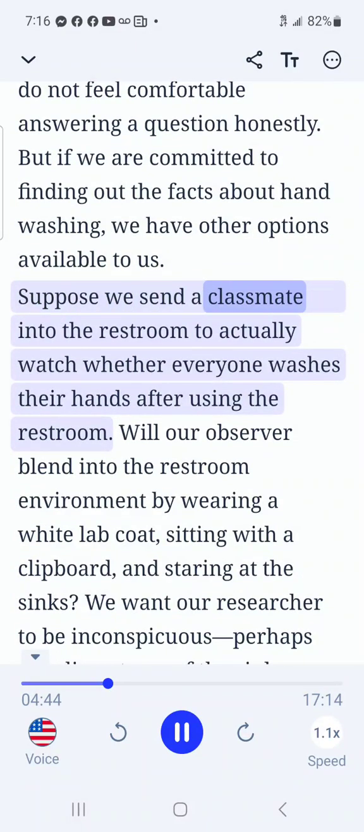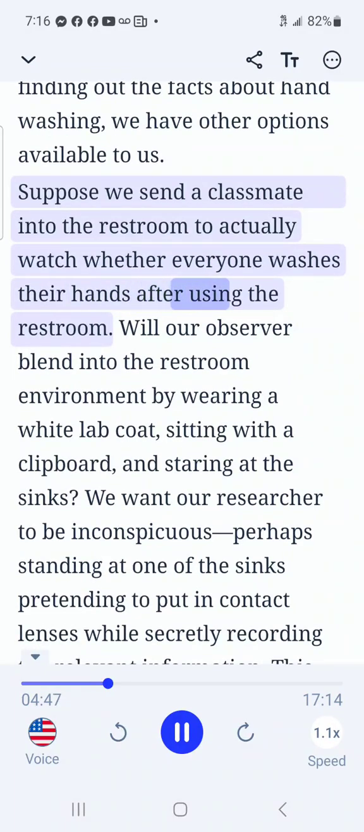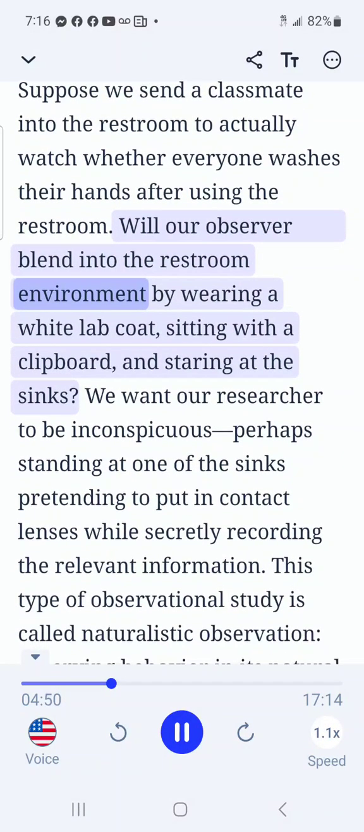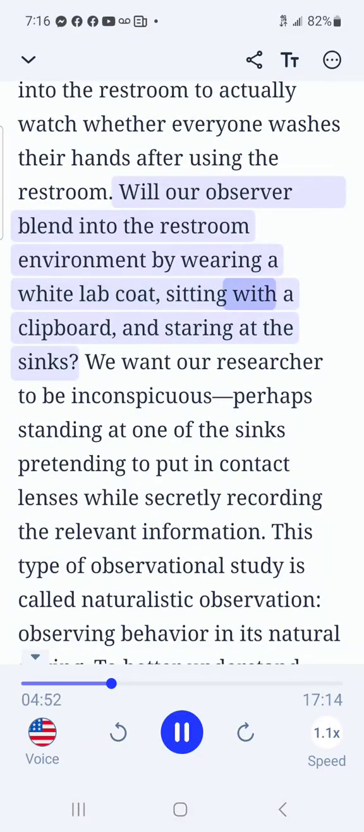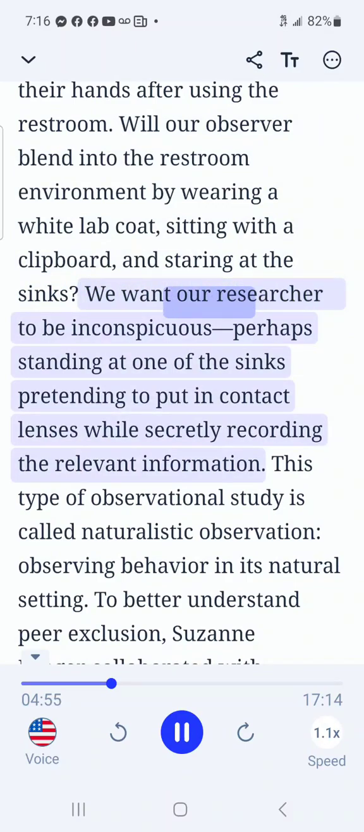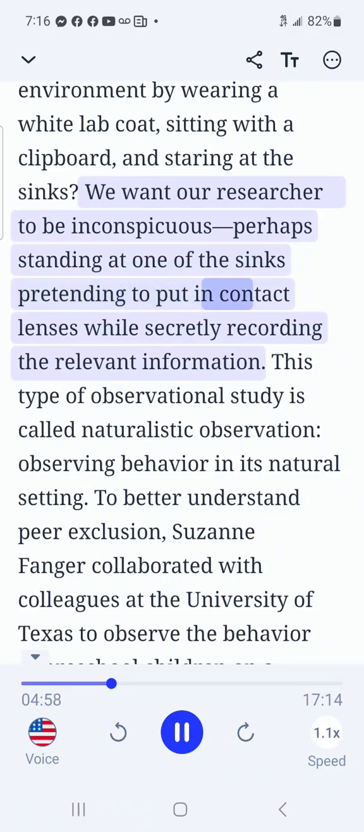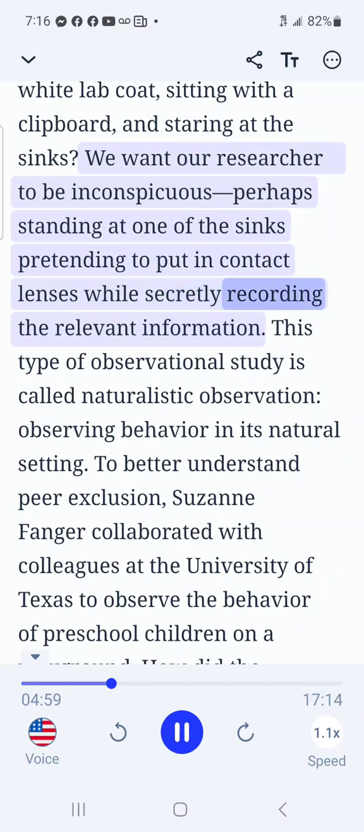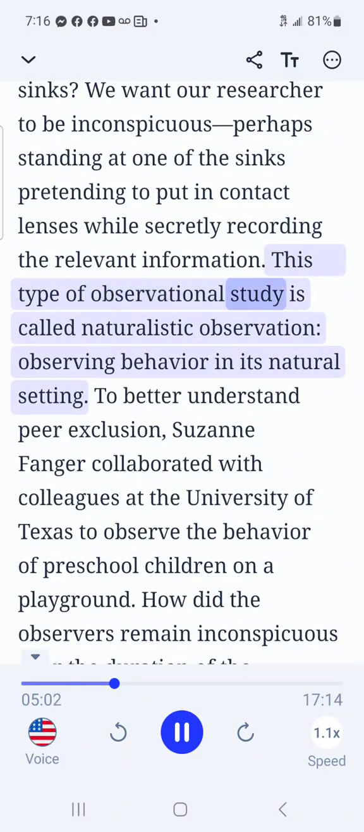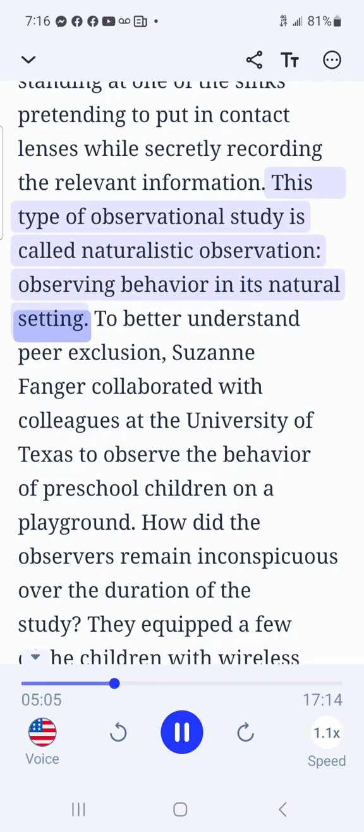Suppose we send a classmate into the restroom to actually watch whether everyone washes their hands after using the restroom. Will our observer blend into the restroom environment by wearing a white lab coat, sitting with a clipboard, and staring at the sinks? We want our researcher to be inconspicuous, perhaps standing at one of the sinks pretending to put in contact lenses while secretly recording the relevant information. This type of observational study is called naturalistic observation, observing behavior in its natural setting.